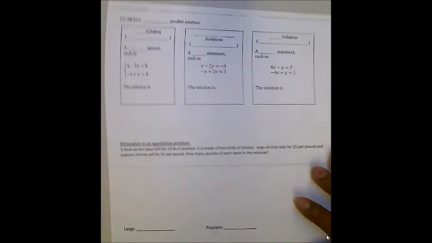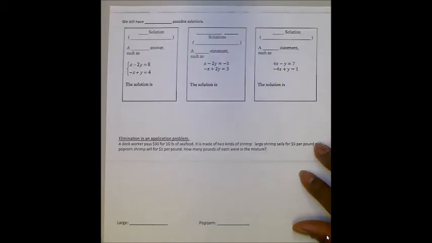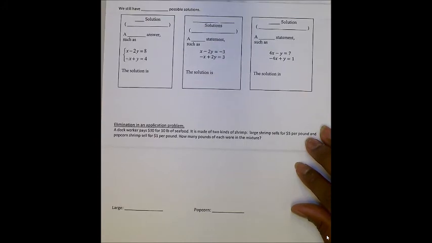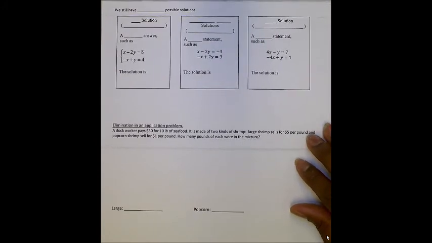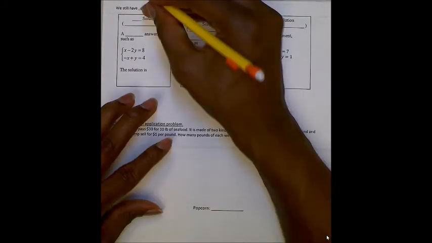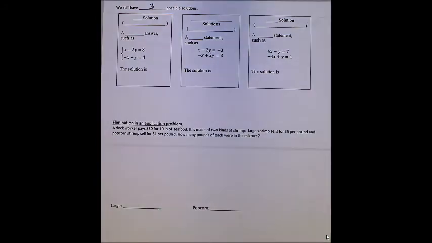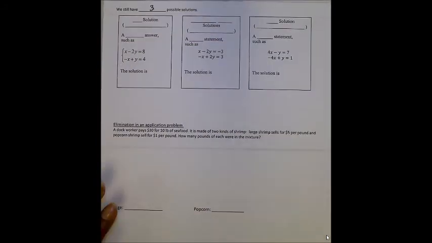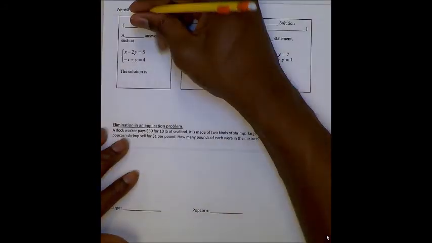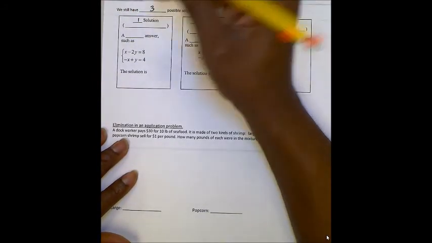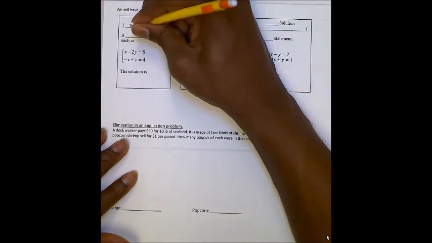Flip to the back, and we'll talk about some special cases. We still have 3 possible solutions. With graphing, with substitution, with elimination, it doesn't change the possible outcomes, just different ways that we can get to it. So we still have 3 possible solutions. We have one solution, with different slopes. Just kind of bringing that back.